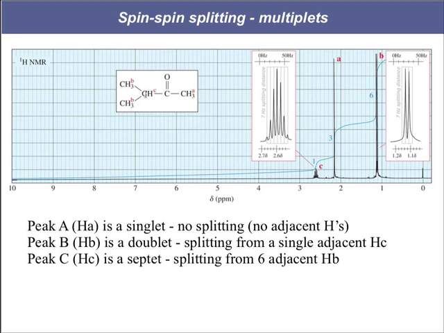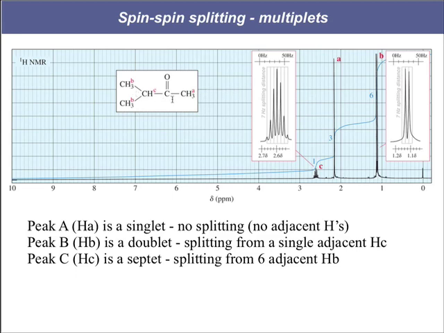Then let's look at C. How many neighbors does C have? Well, C has 3 from those, and it's got 3 from those. So if he's got 6 neighbors that he's feeling, it doesn't matter that they're the same. The fact that he's got 6 neighbors means that he feels 6 different combinations of spin up or spin down. So these are going to follow the n+1 rule. If it's next to 6, it's going to split into a septet. So we've got 1, 2, 3, 4, 5, 6, 7. That's a septet, all 7 Hertz splitting constant, which means they're sp3 to sp3.